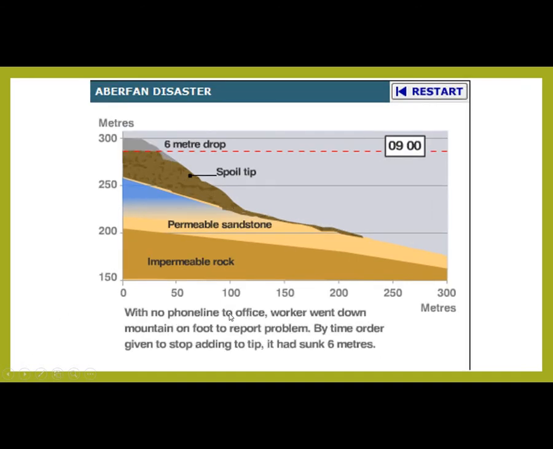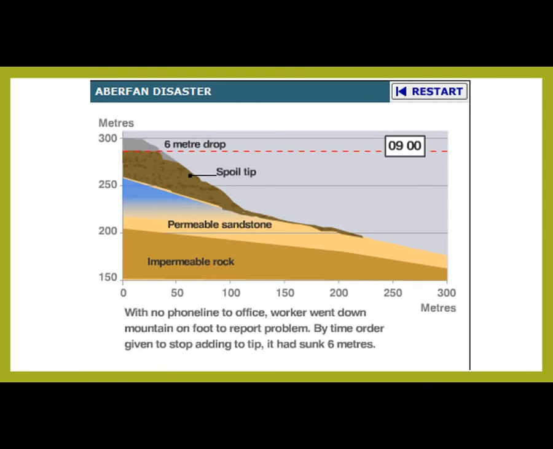But there was no phone line to the office. So a worker went down the mountain on foot to report the problem. But by the time the order was given to stop chucking more waste on the tip, it had sunk another 6 meters. So things are getting seriously unstable. 7 in the morning, after lots of rain, they notice a 3-meter slip. 2 hours later, 9 in the morning, they notice another 3-meter slip.